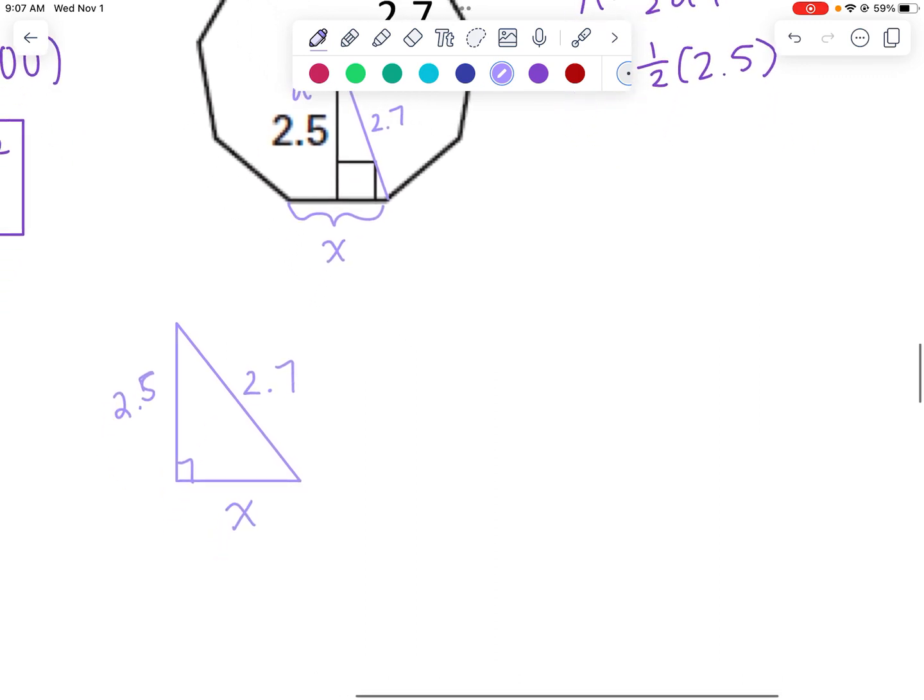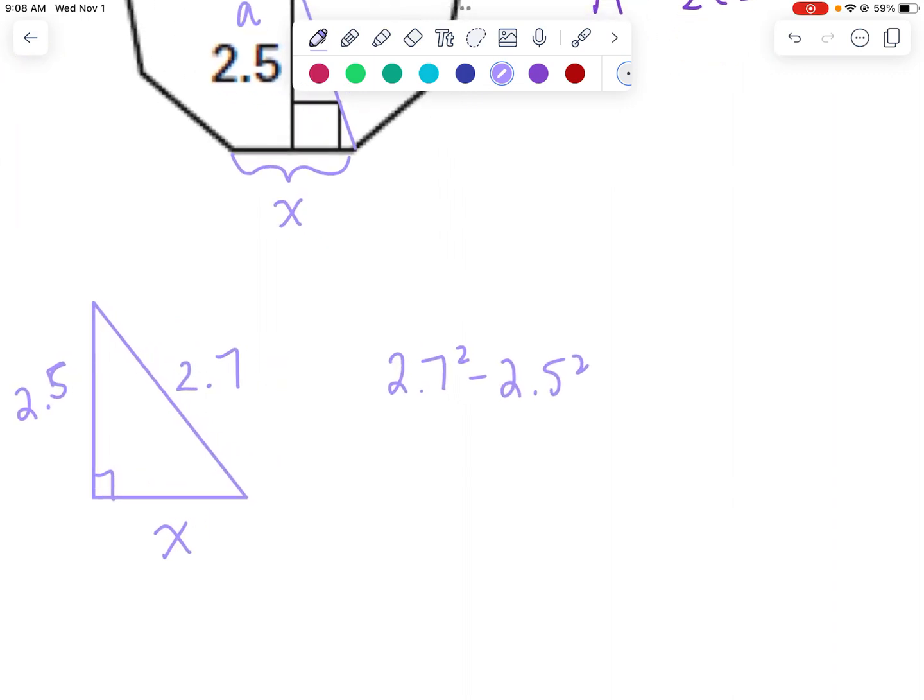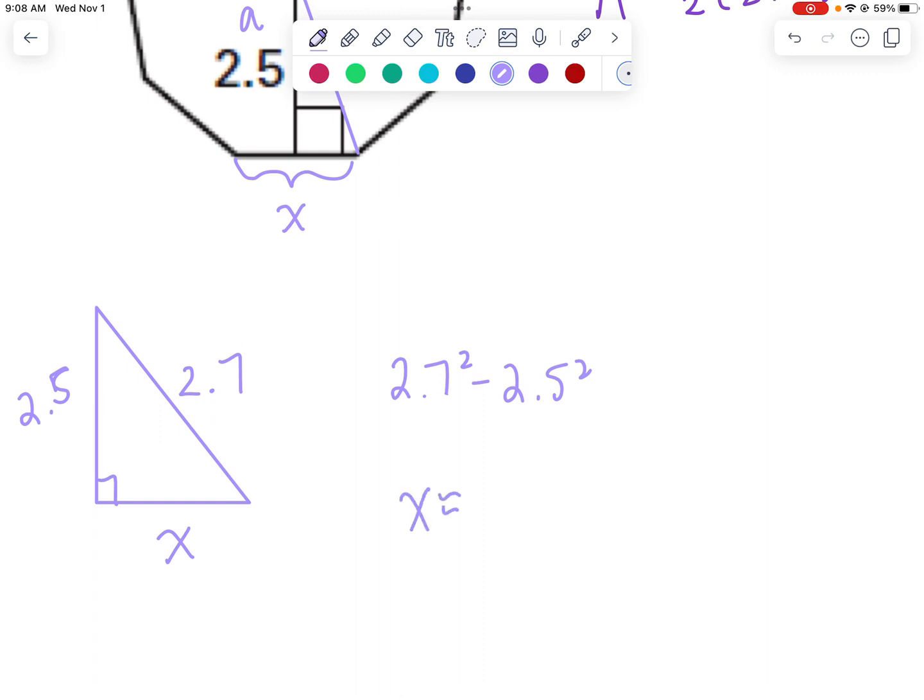So remember, whenever you're looking for a leg, you're going to subtract. So you're going to do 2.7 squared, the hypotenuse squared, minus 2.5 squared. And then you're going to square root that. Don't forget to square root at the end. You get 1.04, and then you square root that, and you end up with 1.02. It's like 1.019, which would round to 1.02.